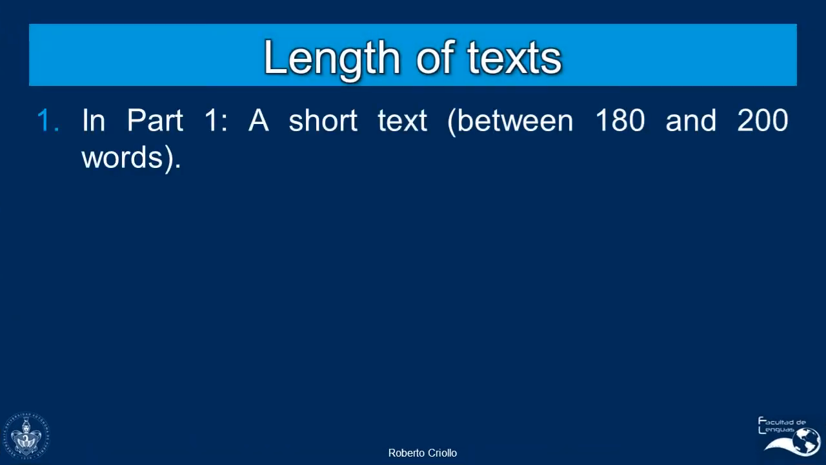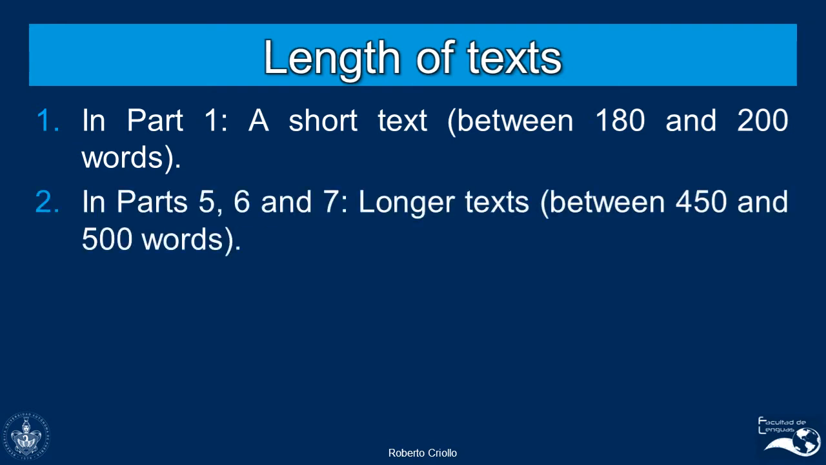Concerning the length of the text, basically in part one there will be a short text between 180 and 200 words, but in parts 5, 6, and 7 there will be longer texts. That means that all of the texts together will be between 450 and 500 words. Okay, of course, part number 7 includes 4 or 5 short texts, but all of the texts together will be between 450 and 500 words. So in this part you will have to deal with longer pieces of writing.